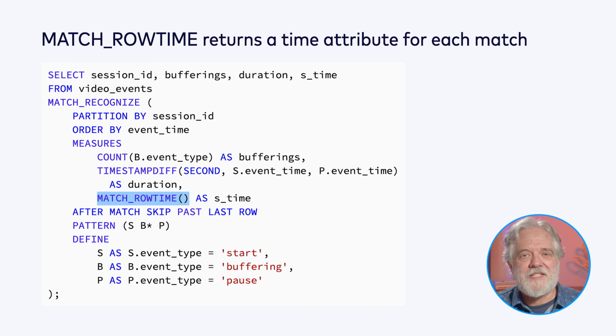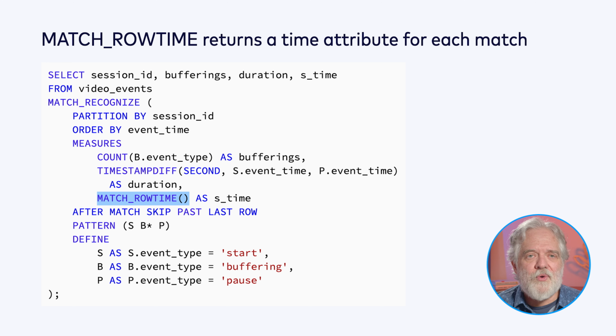Match row time is a special built-in function. It returns a time attribute for each row in the output. The timestamp of this time attribute is the timestamp of the last event in the match. Or in other words, it's the timestamp of the pause event that ends each match.